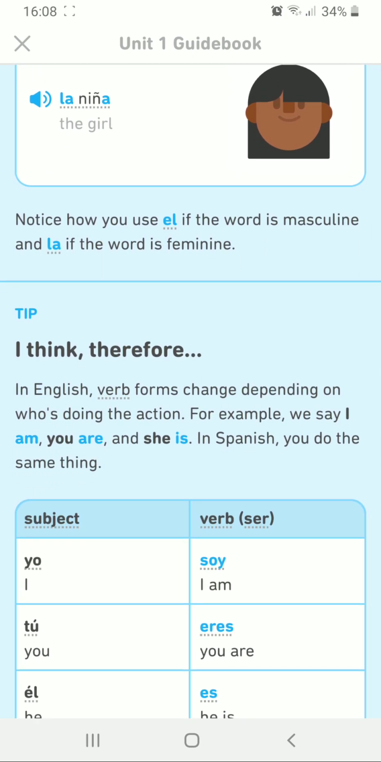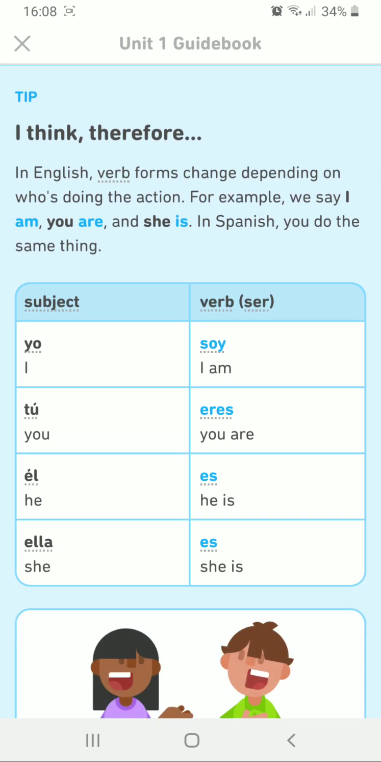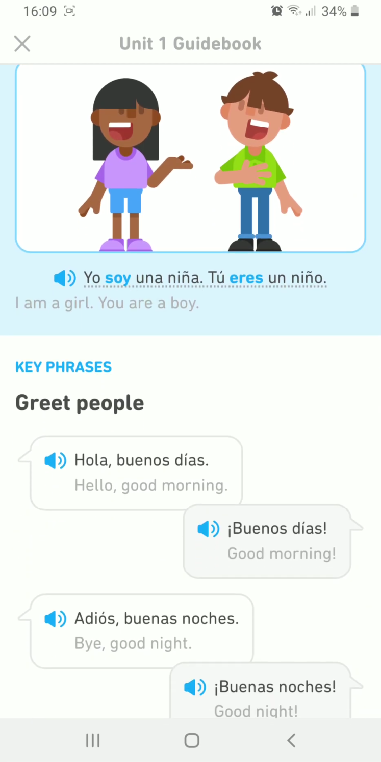In English, verb forms change depending on who's doing the action. That's called conjugation. The verb has to be in agreement with the subject. For example, we say I am, you are, and she is. In Spanish, you do the same thing. They also have verbs, and you have to conjugate them. So you have the subject pronouns yo, tú, él, ella. Yo soy, tú eres, él es, ella es. Yo soy una niña, tú eres un niño.